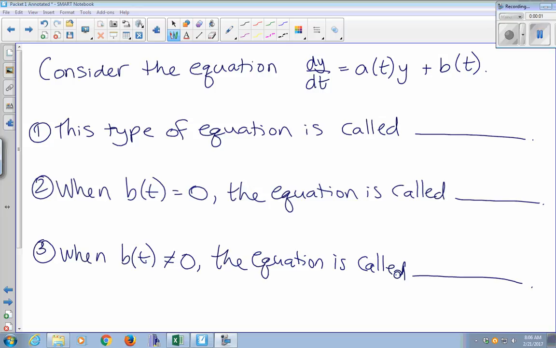This differential equation of the form some stuff with t's times y plus some more stuff with t's, what kind of equation is that called? Linear. Okay, and when b of t is 0, that's a special kind of linear equation called? Sure, you can call it unforced or homogeneous.